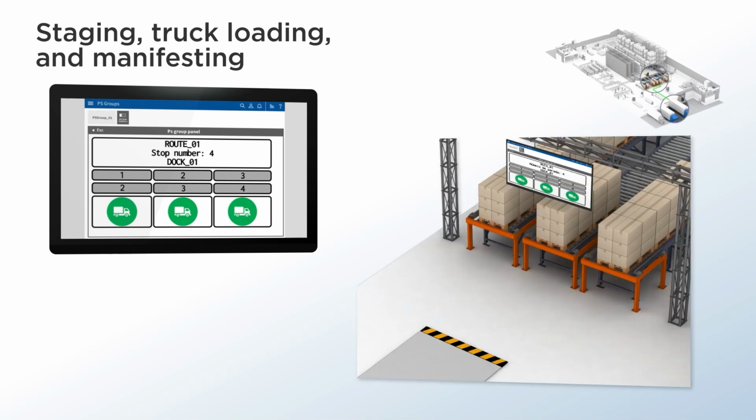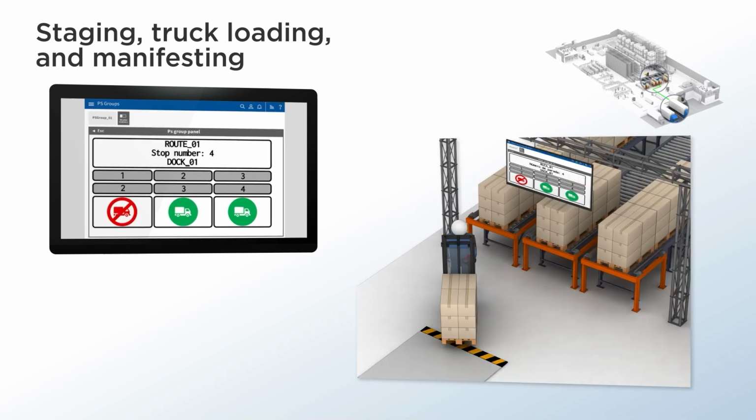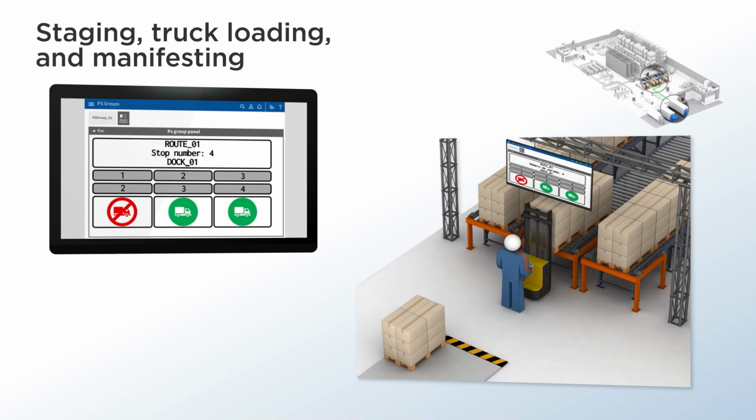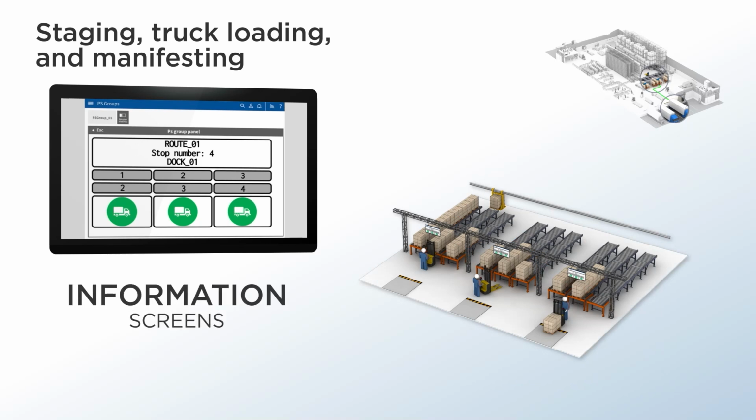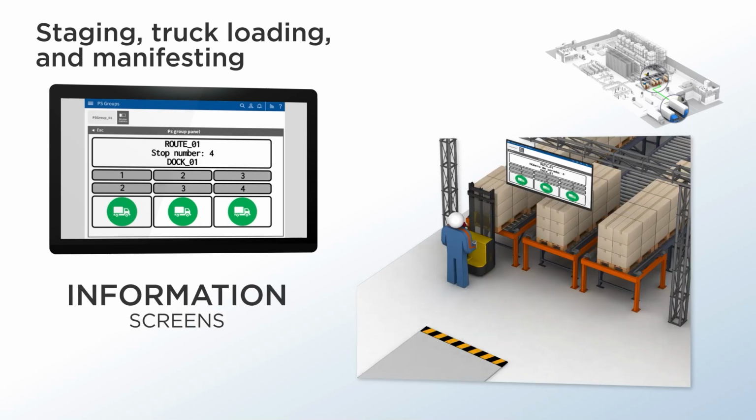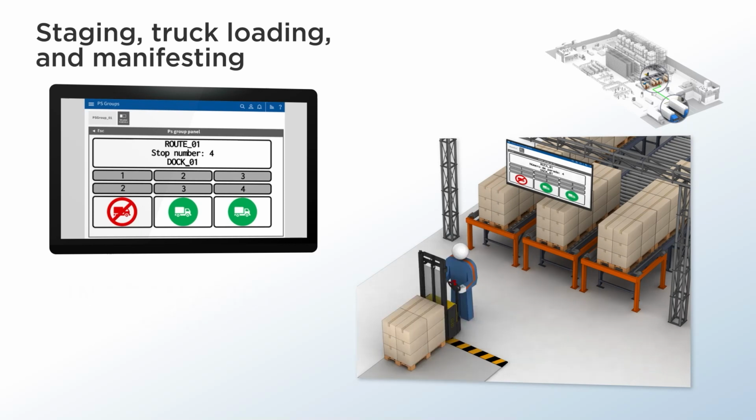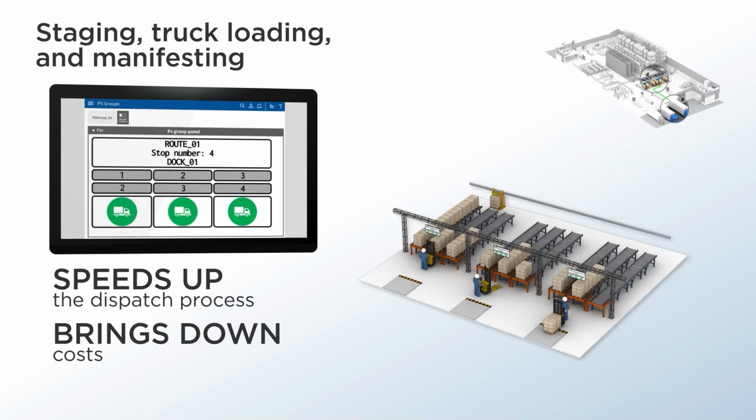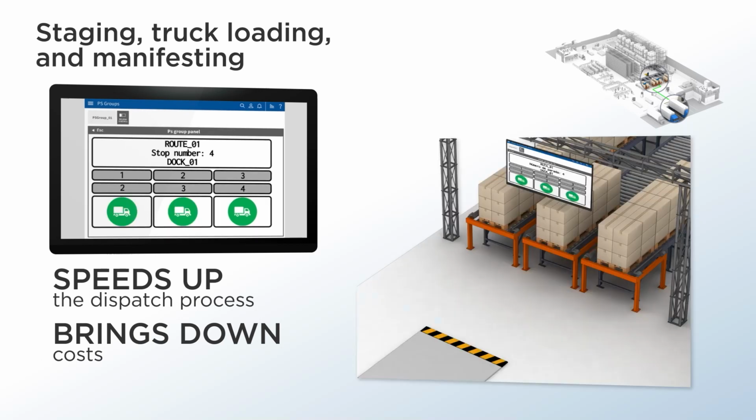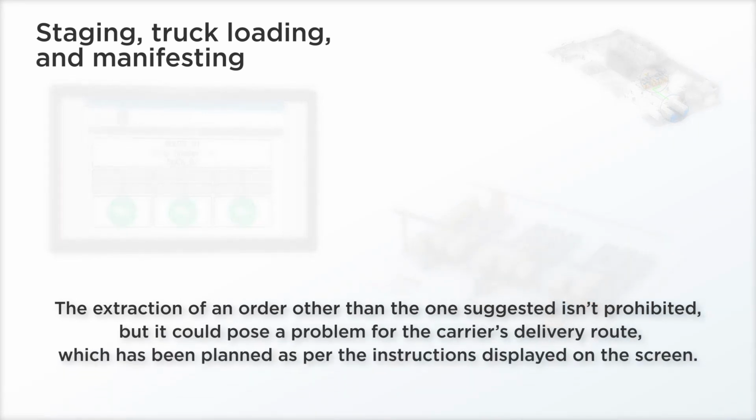First, we see the extraction of containers waiting at the exit point of an ASRS to subsequently be loaded by truck stops. This retrieval is carried out with the sole assistance of information screens that show the operators the work to be performed by means of images. This speeds up the dispatch process and brings down costs in ASRS by not needing to use RF scanners only for this purpose. The extraction of an order other than the one suggested isn't prohibited, but it could pose a problem for the carrier's delivery route, which has been planned as per the instructions displayed on the screen.